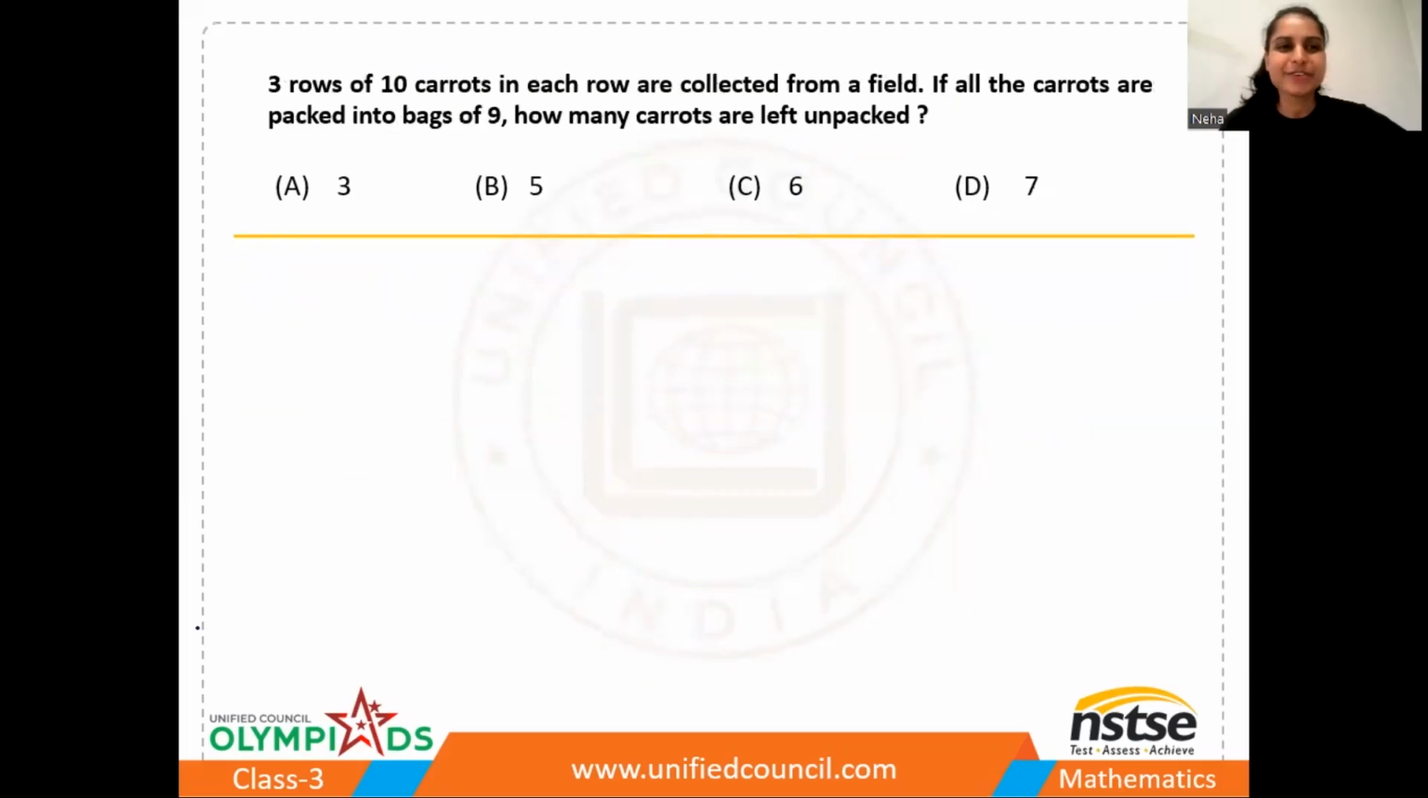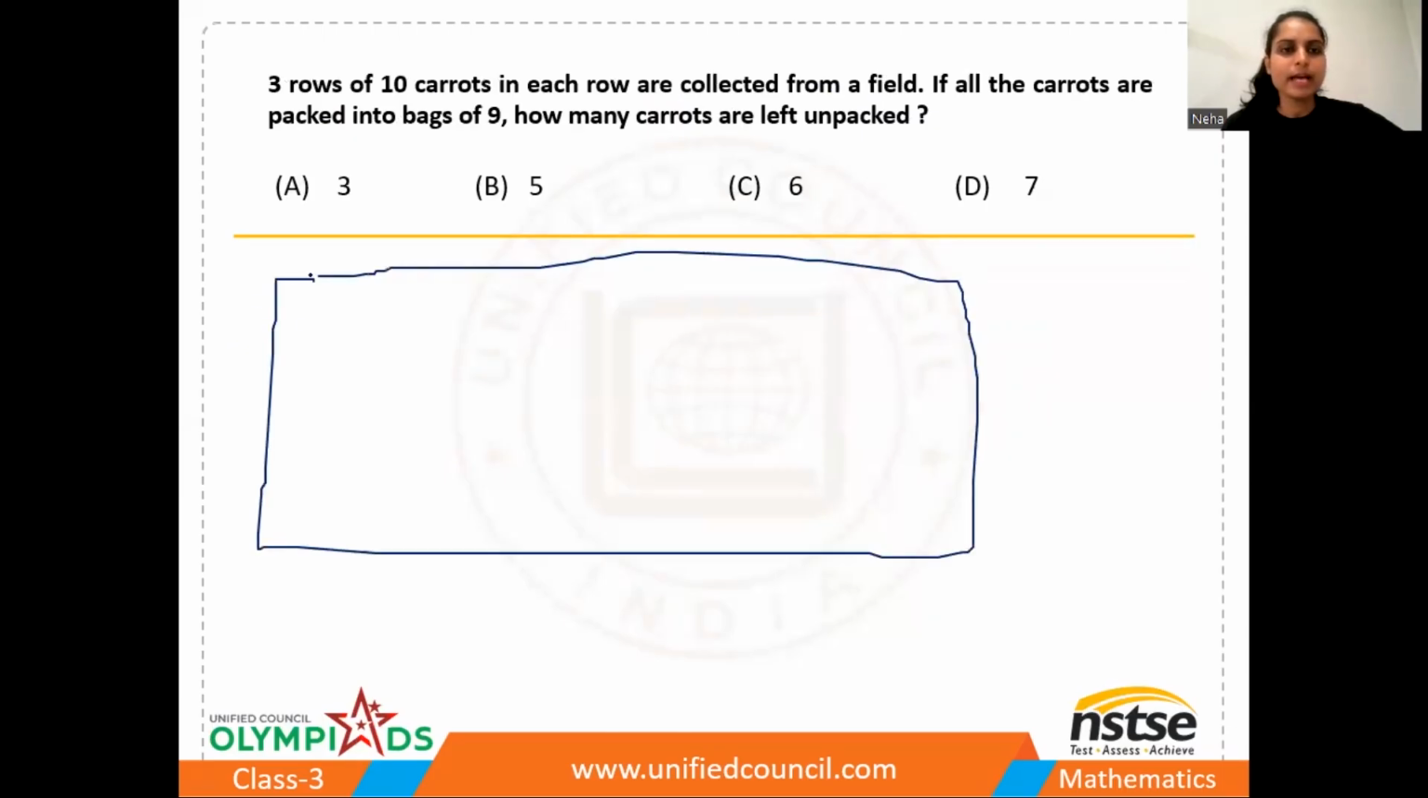Okay, this is your next question. That 3 rows of 10 carrots in each row are collected from a field. So basically the question is asking that there is a field, and 3 rows are there, 1, 2 and 3. And in one row there are 10 carrots, 1, 2, 3, 4, 5, 6, 7, 8, 9, 10. In one row there are 10 carrots.